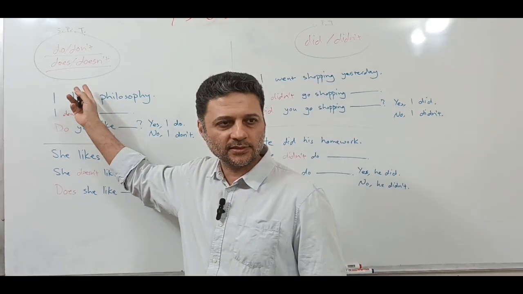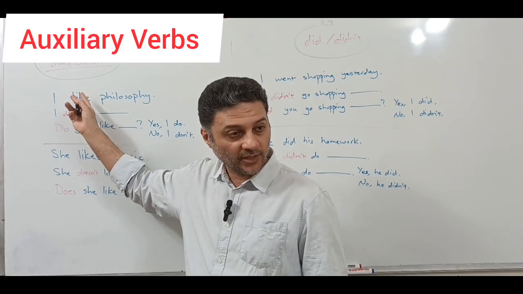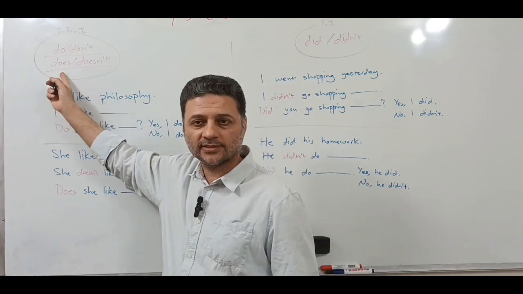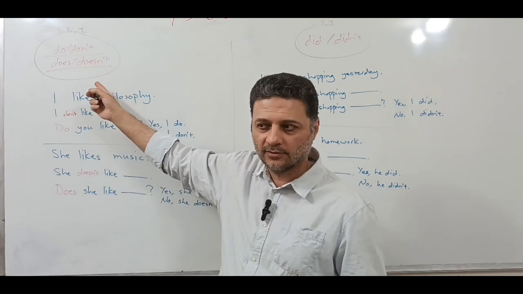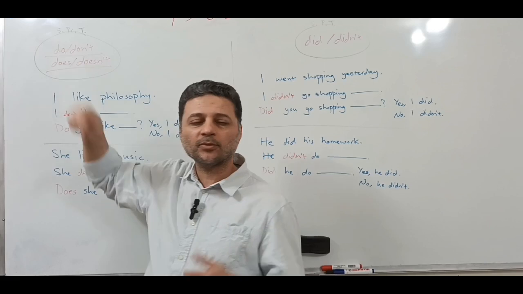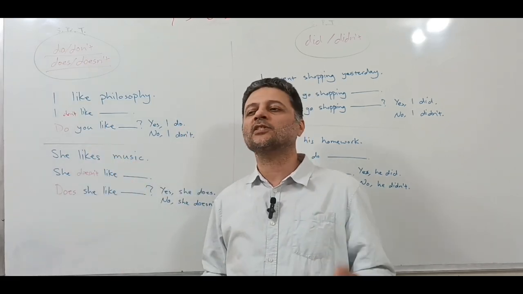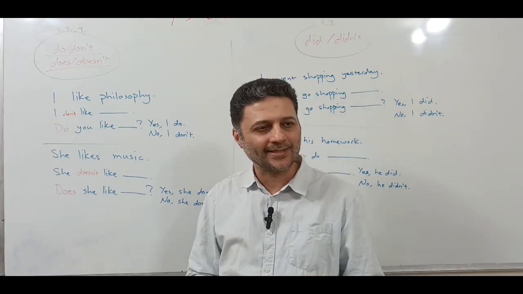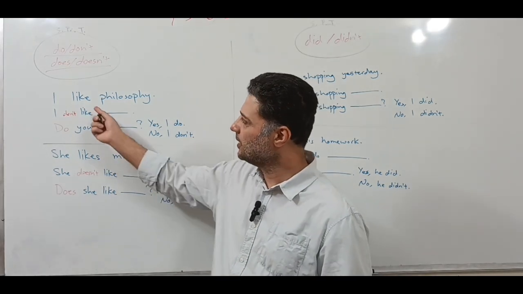When do we use these auxiliary verbs? These are all auxiliary verbs. Do and does, and the negative form don't and doesn't. They are part of simple present tense. Actually, we use them for present situations, for present tenses in English. Look at these two examples.